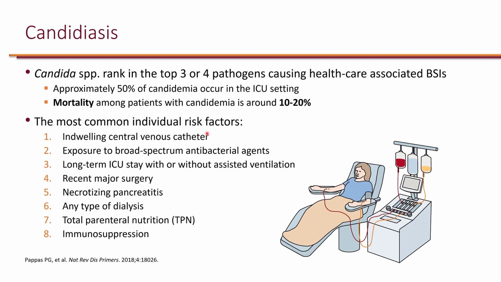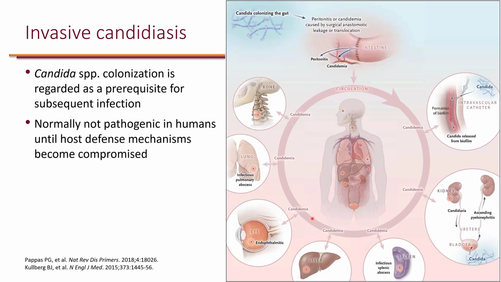And the most common individual risk factors include indwelling central venous catheter, exposure to broad spectrum antibacterial agents. So, another reason for antimicrobial stewardship is that in addition to all the other collateral damage, it also increases the risk of candidemia. Other risks include long-term ICU stay with or without assisted ventilation, recent major surgery, necrotizing pancreatitis, any type of dialysis, TPN, and of course immunosuppression.